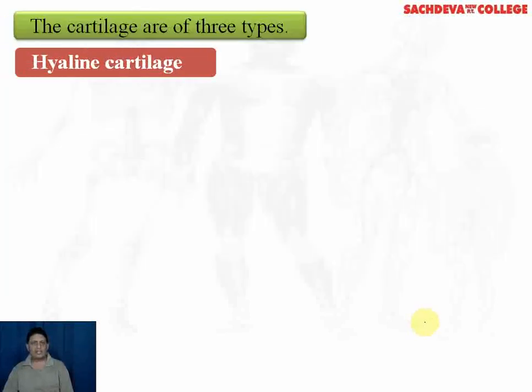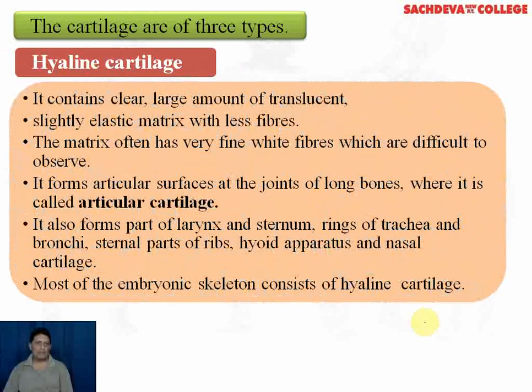The cartilages are of three types. First is the hyaline cartilage. The hyaline cartilage contains an elastic matrix and fewer fibers. The matrix often has very fine white fibers which are difficult to observe. Hyaline cartilage is one of the strongest cartilages. Therefore, it forms articular surfaces.